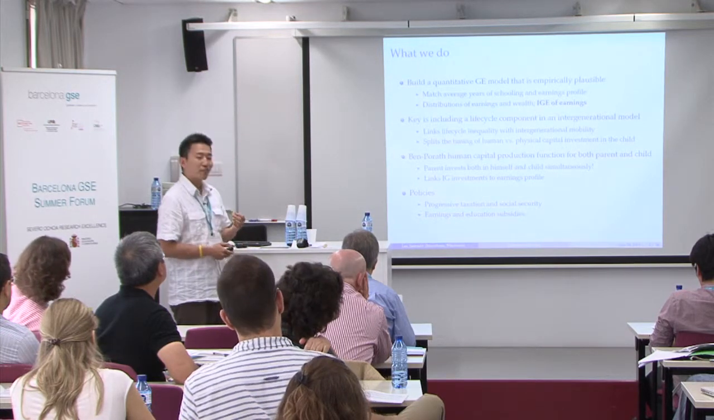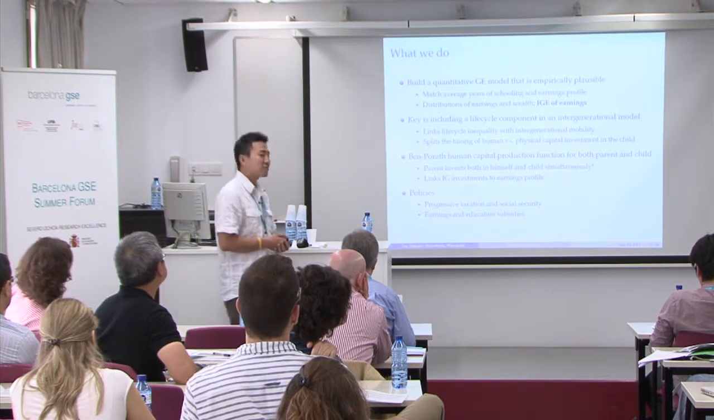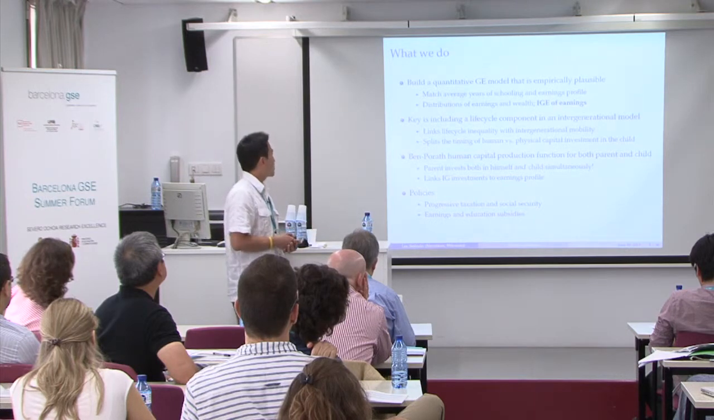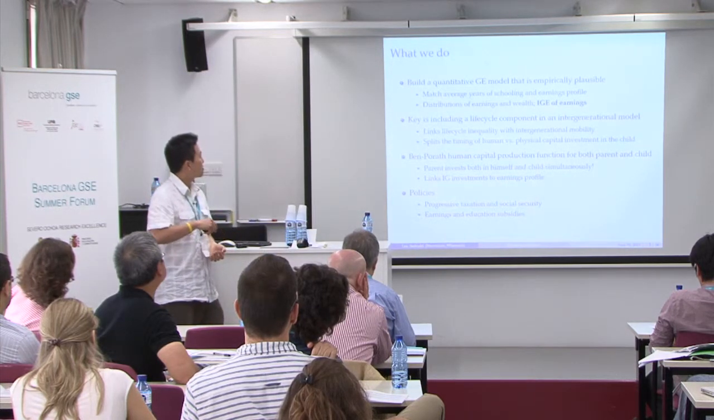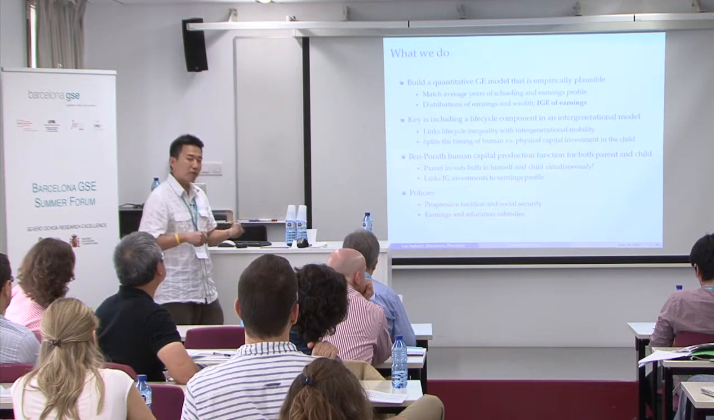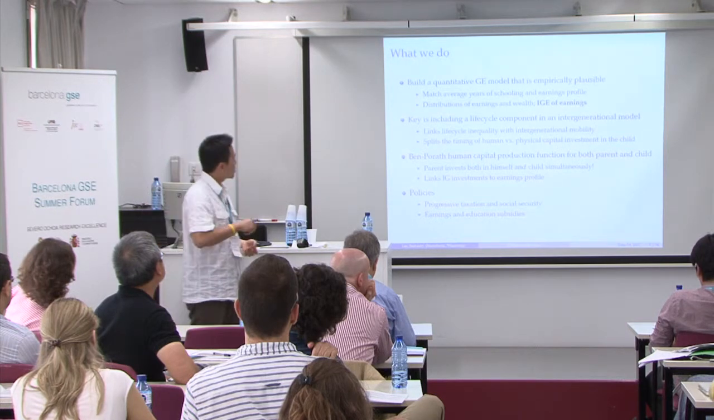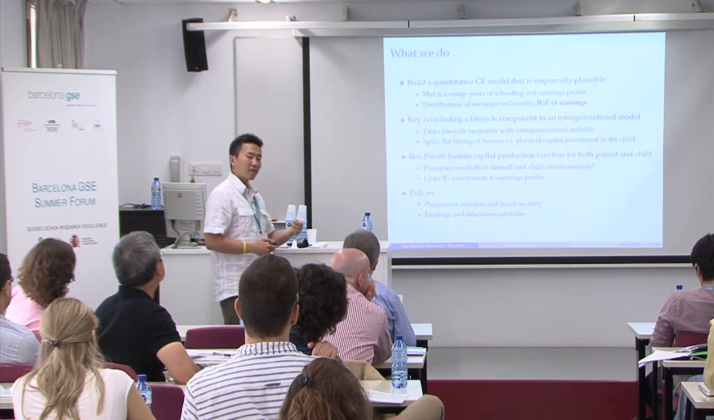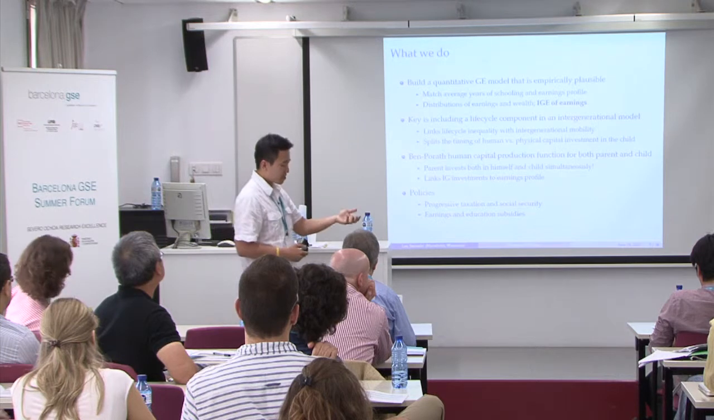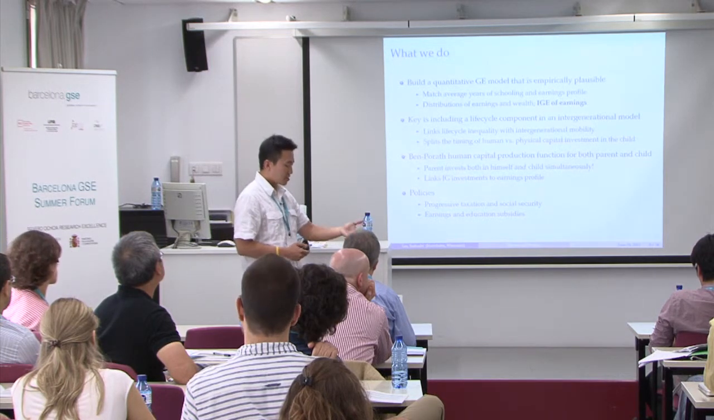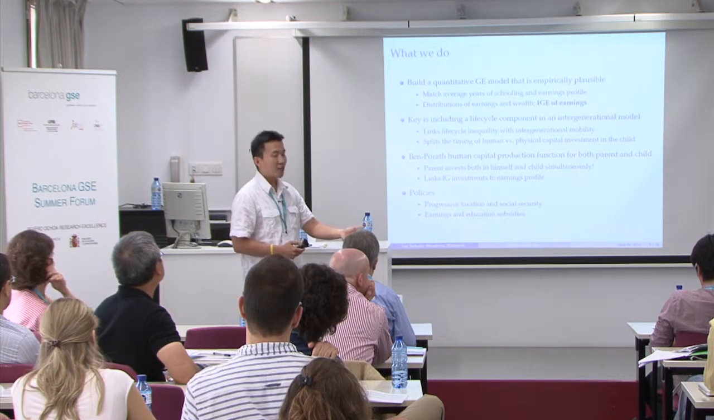Right? And of course, we're not the very first to think about linking a life cycle and intergenerational model. But our innovation is that we're going to make the parent continue to accumulate its own human capital according to this Ben-Porath human capital production function. So the key of our paper is that when the parent is a young adult and deciding to make investments into the child, he also has to simultaneously decide how much to invest in himself.